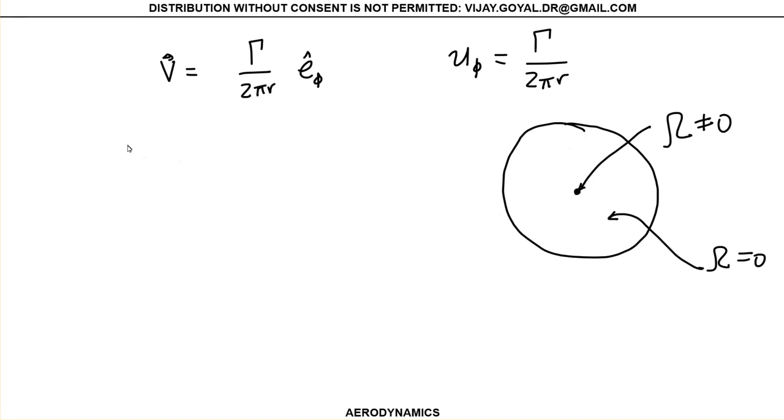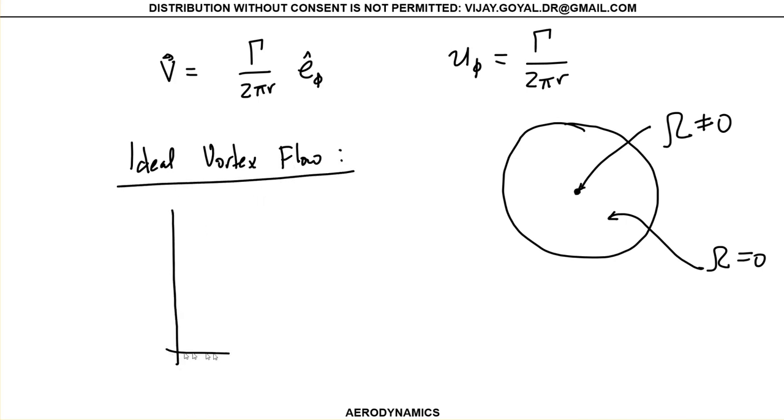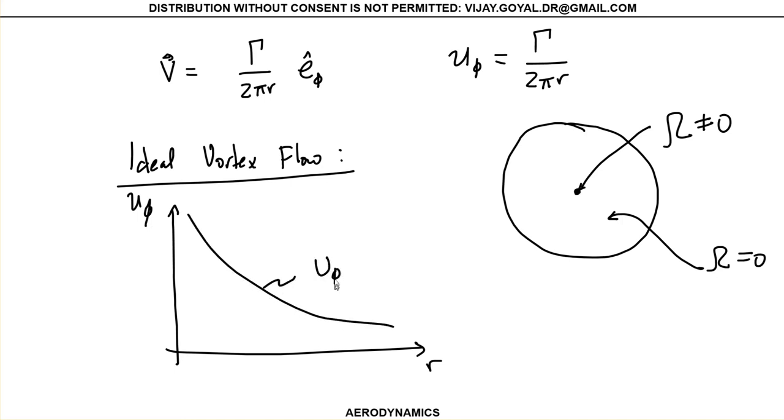Okay. So if I'm going to plot this, there are a couple of things that you have to know. This is what we know as the ideal vortex flow. This is the dream come true. So you have this, you have R, you have U of phi, and then you have this equation. This is what the equation actually looks like: U phi is equal to gamma over 2 pi r. Okay, this is the ideal vortex flow.